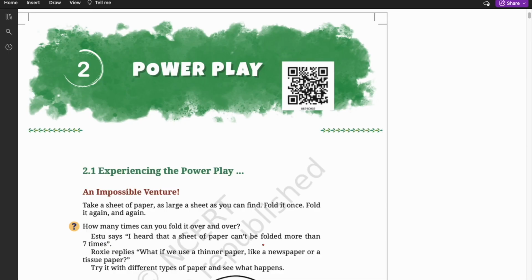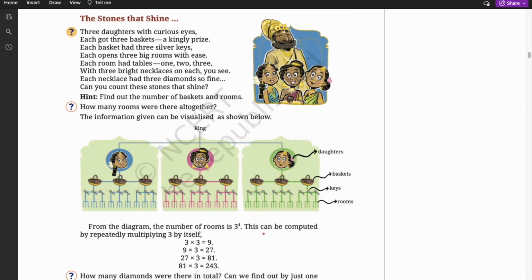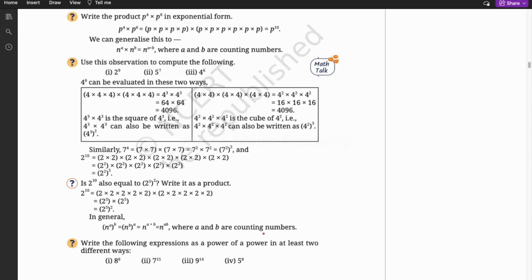Everyone. Let's start with class 8, chapter number 2, Power Play. Topic: The Stone That Shine. Page number 24. Use these observations to compute the following. Question is 2 to the power 9.